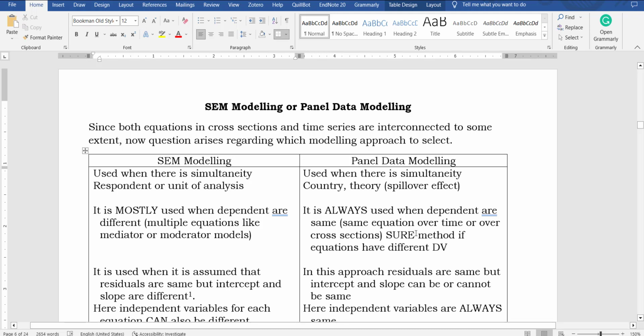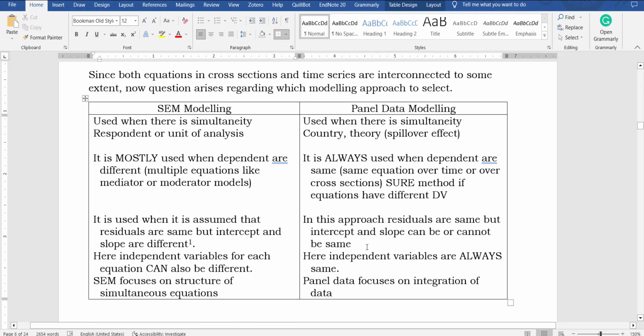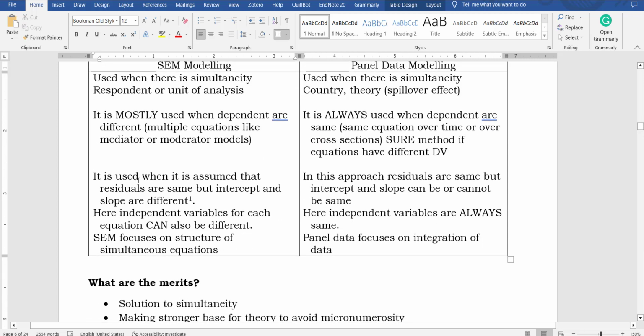So seemingly unrelated regression equations is used when it is assumed that residuals are correlated, but intercept and slope are different. You are saying that across the different equations, the residuals are interrelated. So they are connected. They have correlation with each other, but for each equation there is a different intercept and different slope. They don't have the same. But in this approach, residuals are correlated, but intercept and slope can or cannot be the same.